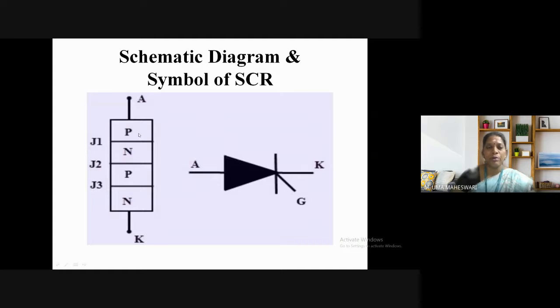Here, as I have already told you, it is a 4-layer device, with alternating P-type, N-type, P-type, N-type materials, and it has 3 junctions. Between the first P and N is the junction J1, between the N-type and P-type material is the junction J2, and between the P-type and N-type material is the junction J3. So the SCR is a 4-layer device with 3 junctions and has the terminals anode, cathode, and gate. The gate terminal will be closer to the cathode terminal. So this is the schematic diagram of SCR.